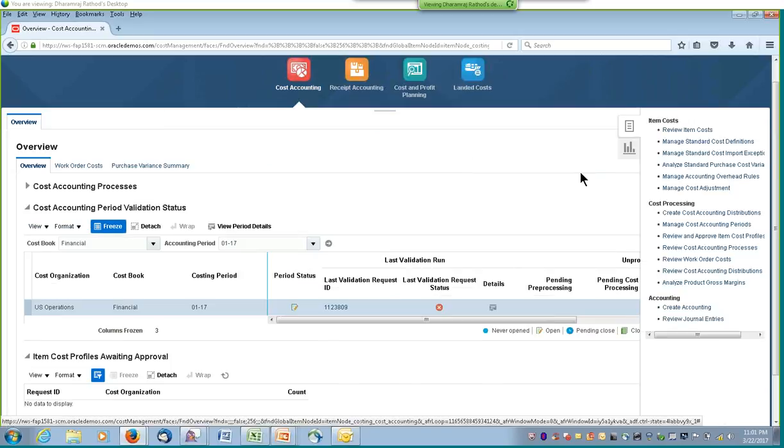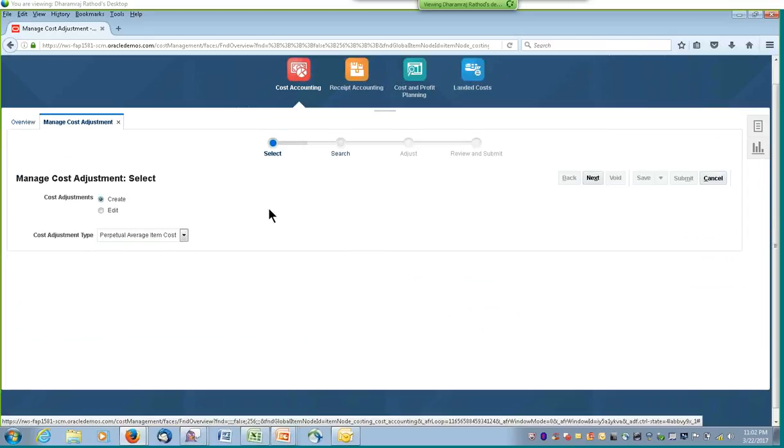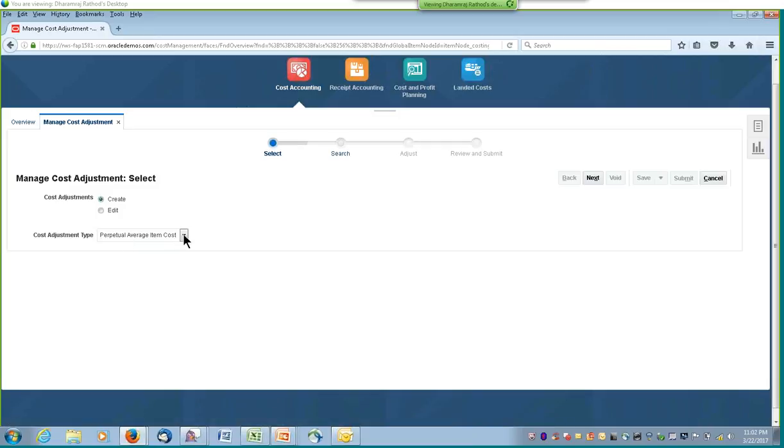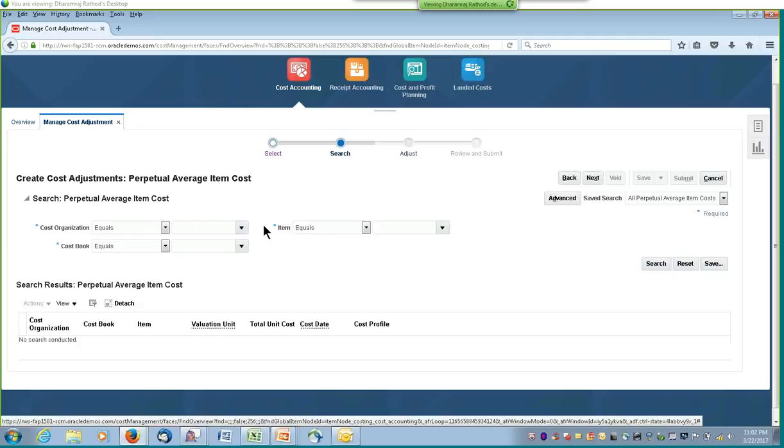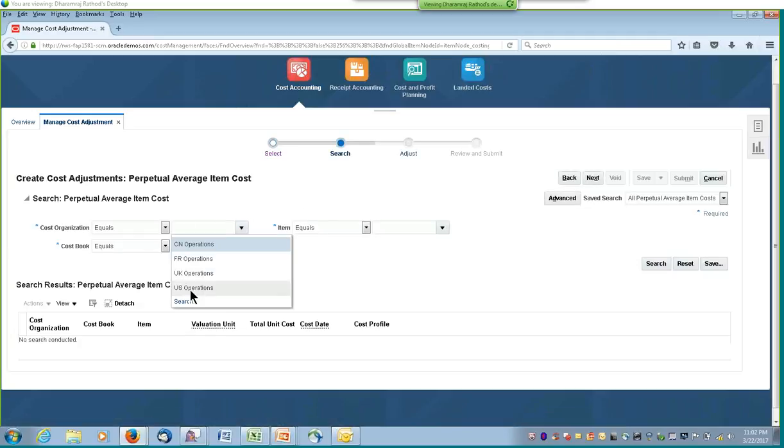You have flexibility to look at the errors. You go review cost accounting processes. You'll have flexibility to go review it. You could go update the cost. You can go manage the cost. If you want to update the standard cost, you would have to go to cost and profit planning, but you have flexibility to update the average cost. You have flexibility to update the layer inventory cost and receipt cost. What you do is you just say create, and then you go search. You could search it by cost. Again, everything is in context of cost organization and the cost book.